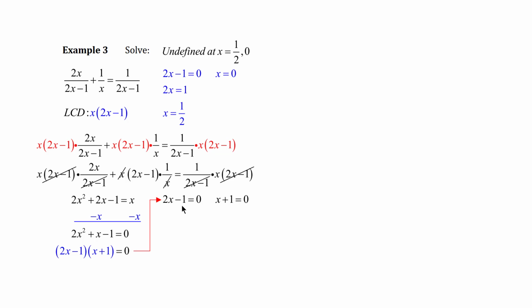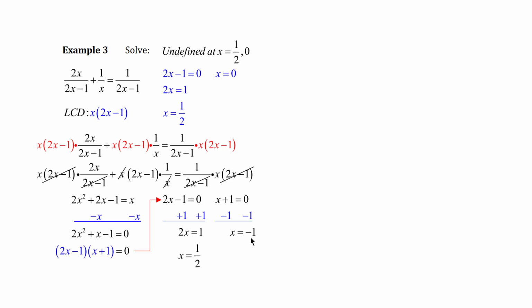Solving the first equation, we add 1 to both sides of the equation. We get 2x equals 1. Next, we divide both sides by 2. The result is x equals 1/2. Next, we solve the second equation for x. We just subtract 1 from both sides. We get x is equal to -1.